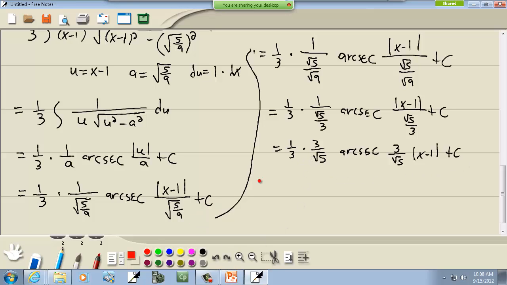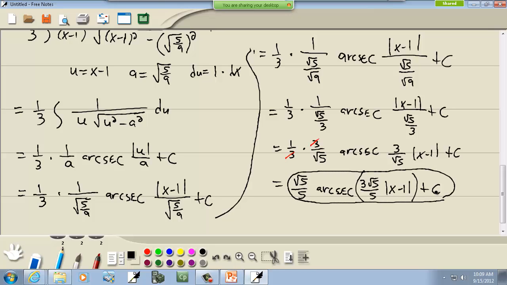Well, in this first part here, those cancel. We don't want the square root of 5 downstairs, so we multiply top and bottom by the square root of 5. And that gives us square root of 5 over 5. Arcsecant. And here, we don't want the square root of 5 downstairs, so we multiply top and bottom by it. And we get 3 square root of 5 over 5, absolute value of x minus 1, plus c. And that would be our answer.